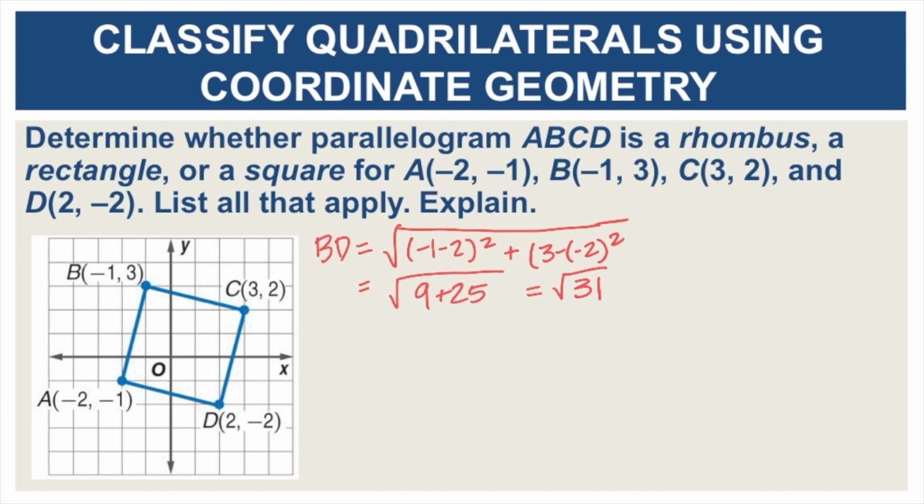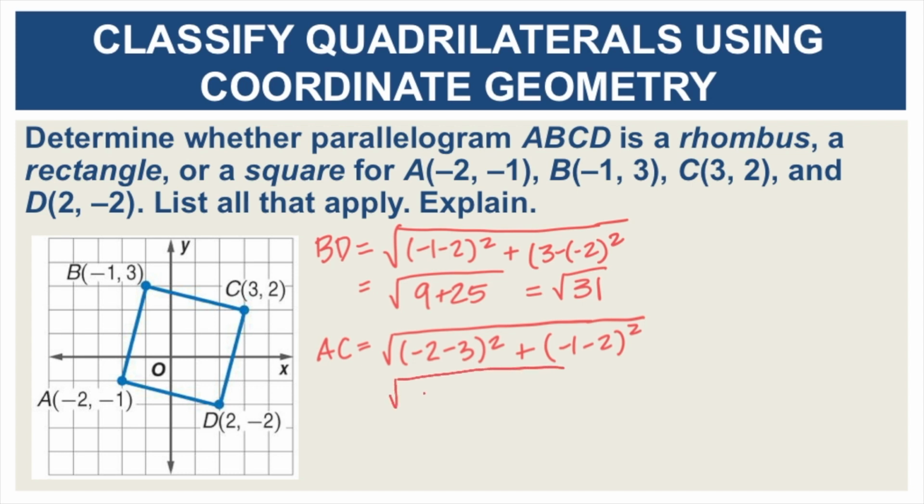And then we're going to find AC, which is the other diagonal. So that's going to be the square root of -2 minus 3 squared plus -1 minus 2 squared. So -2 minus 3 is -5, and -5 squared is 25. And then -1 minus 2 is -3, and -3 squared is 9. So that's going to give me the square root of 34. And the one up here should be 34 as well.